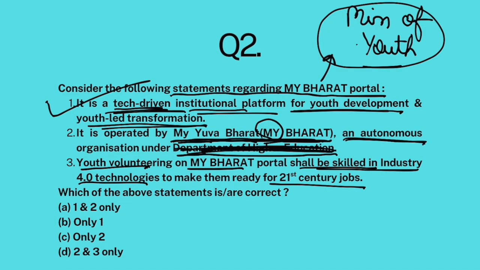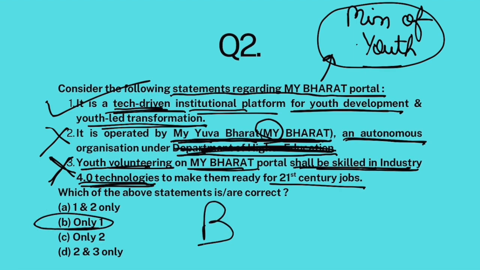It is under the Ministry of Sports and Youth Affairs. So this statement is false. Youth volunteering on the My Bharat portal shall be skilled in Industry 4.0 technologies. Not at all. They would just act as volunteers for India's development. They won't be skilled in AI, big data, which are Industry 4.0 technologies. Not at all. Only one is correct.